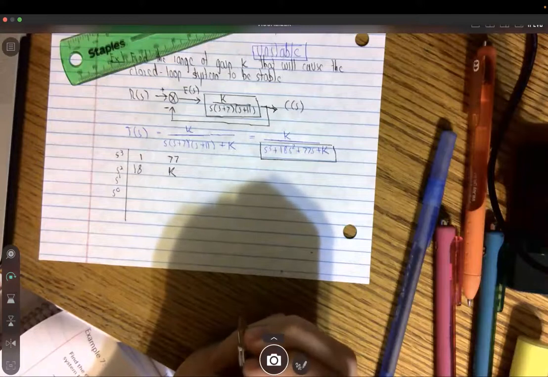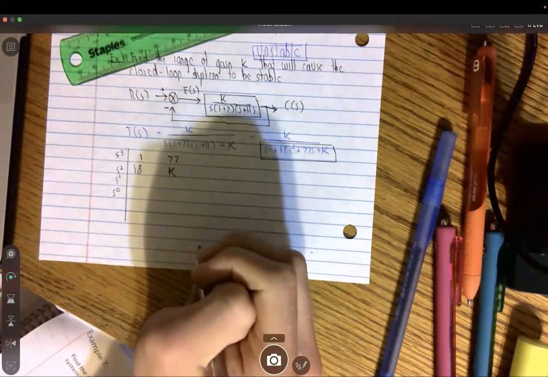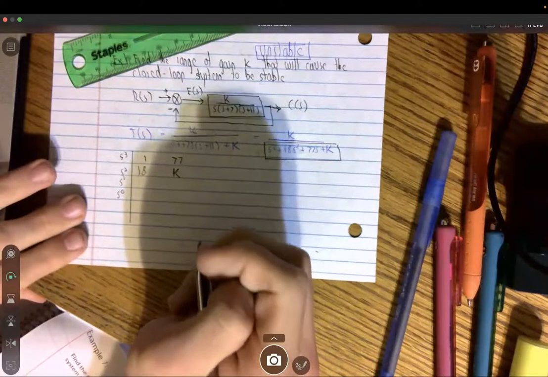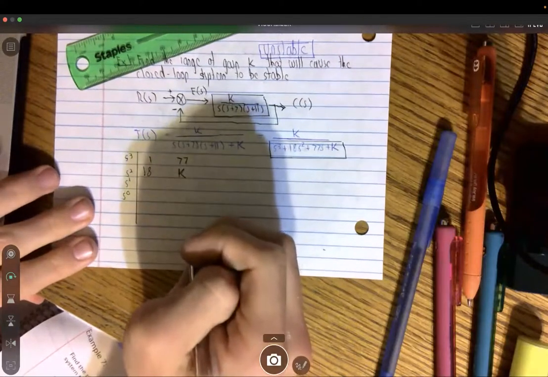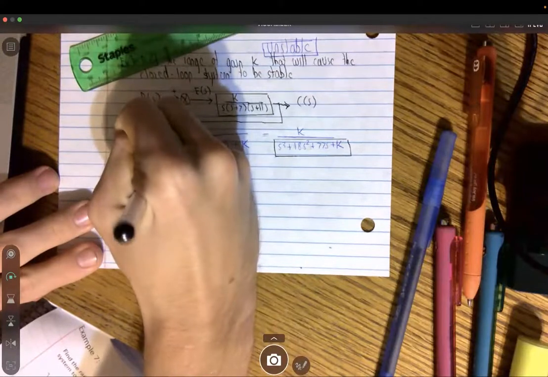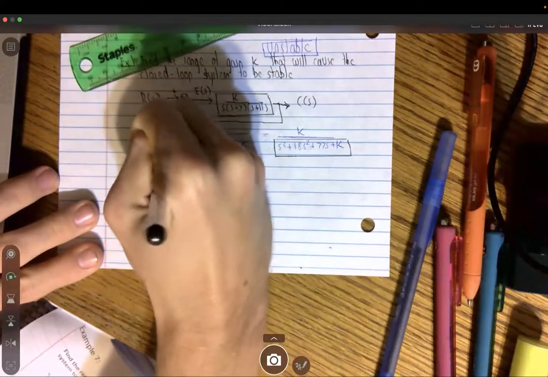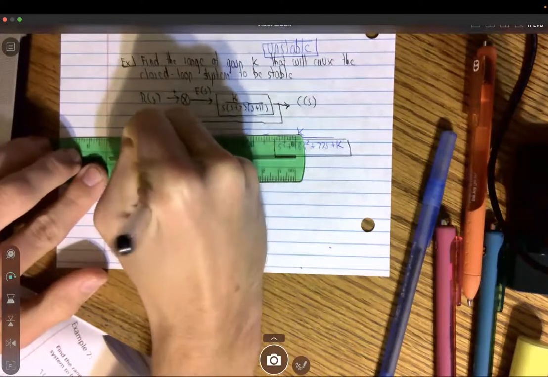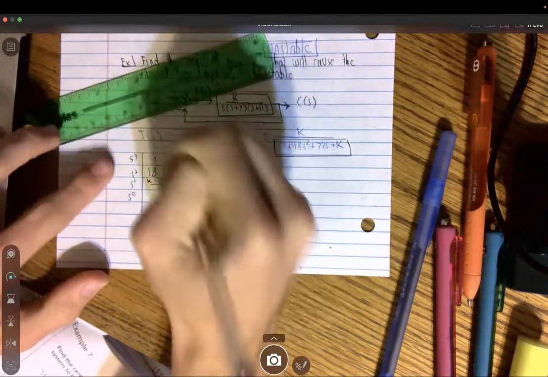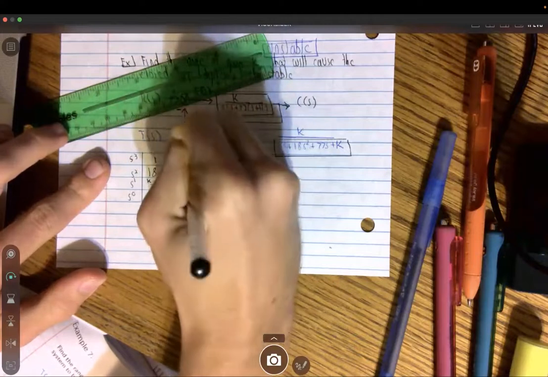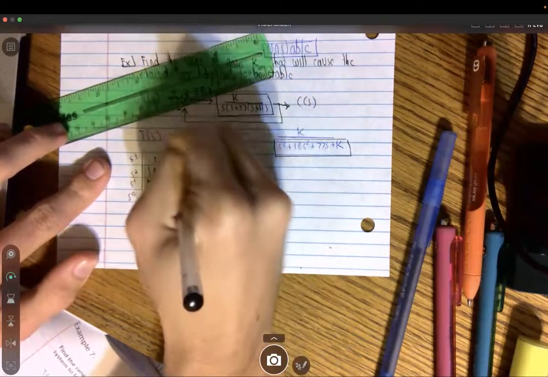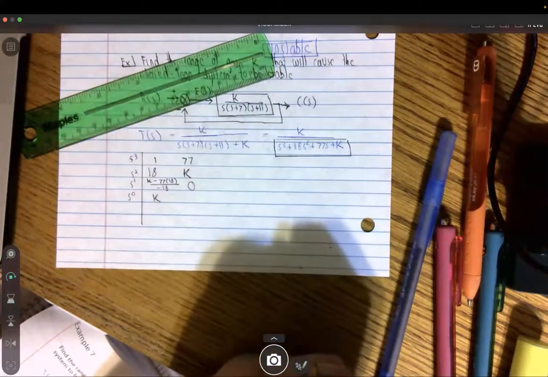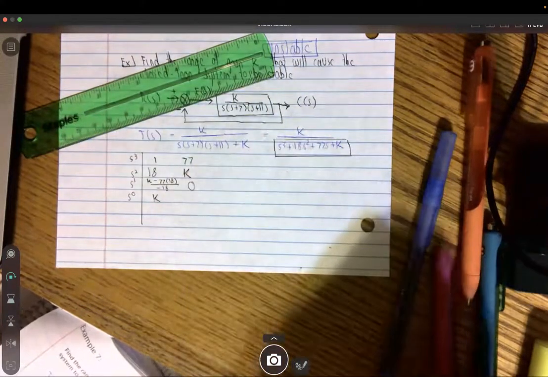And now we're going to do our determinant in order to get it. So what we'll see is it's going to be K minus 77 times 18 all over negative 18. And then we're going to get 0 here. And then for the next one it's going to be K right here.